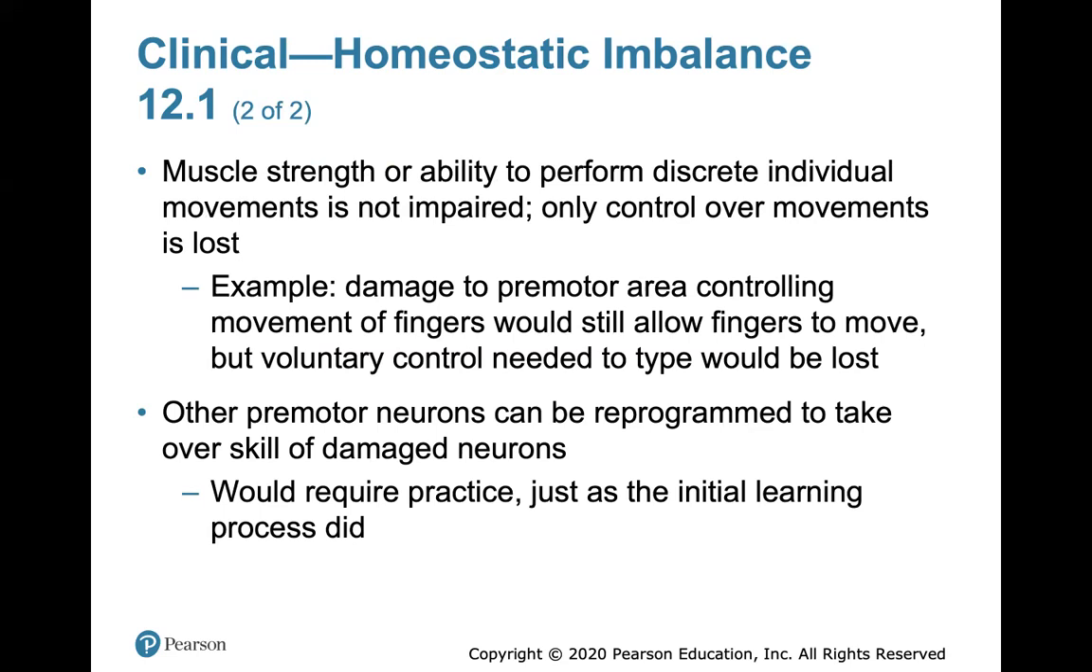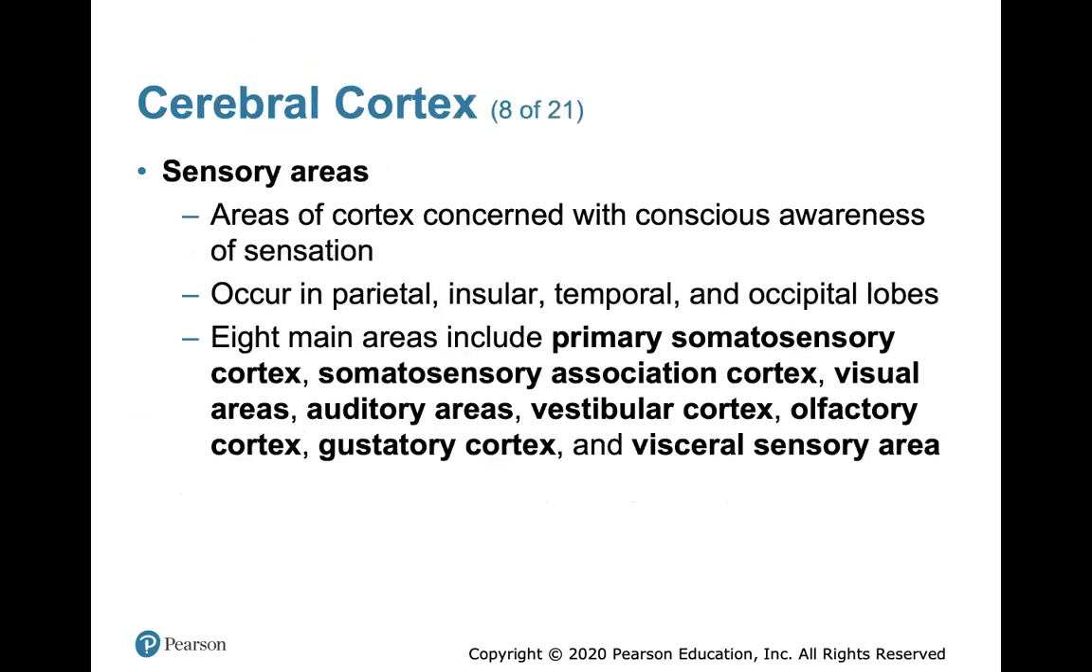So, for example, damage to the premotor area controlling movement of the fingers would still allow the fingers to move, but the voluntary control needed to type would be lost. Other premotor neurons can be reprogrammed to take over the skill if they are damaged. It would require lots of practice, just as the initial learning process did.